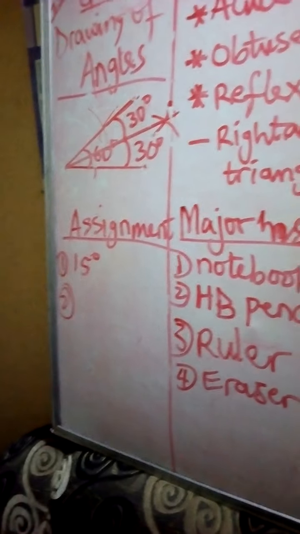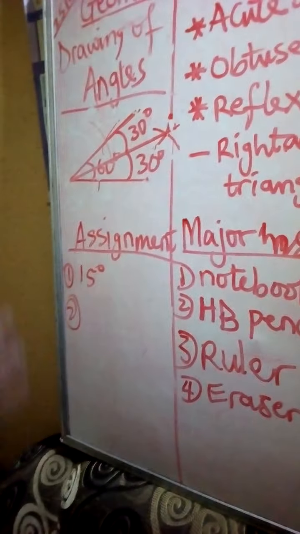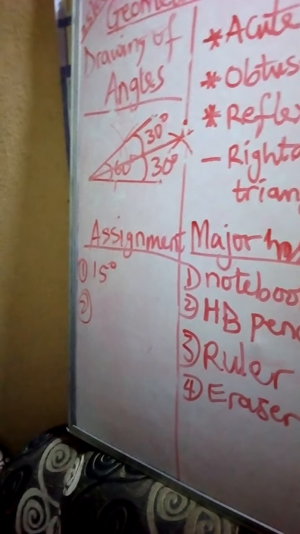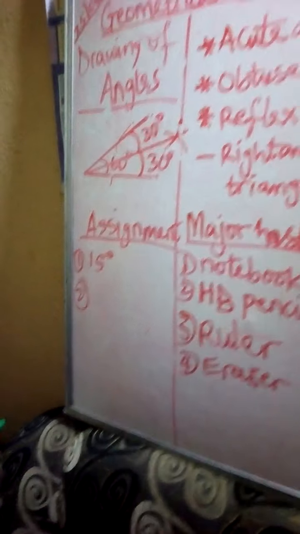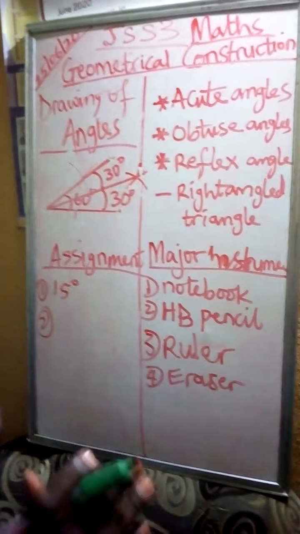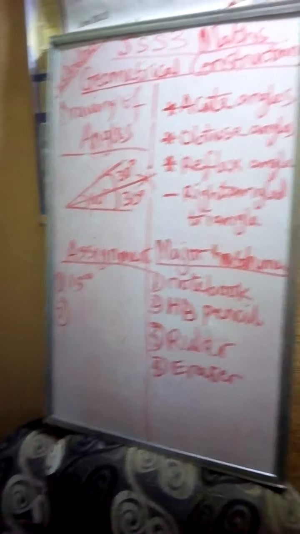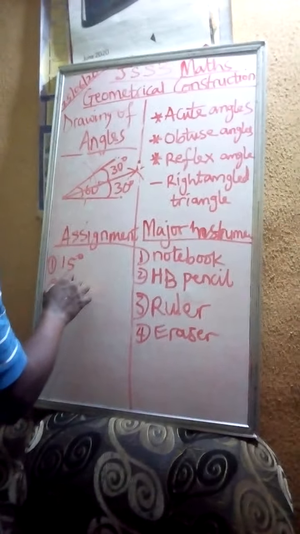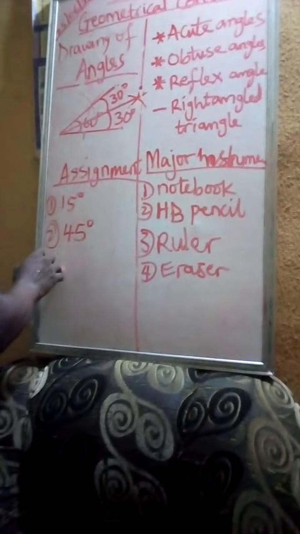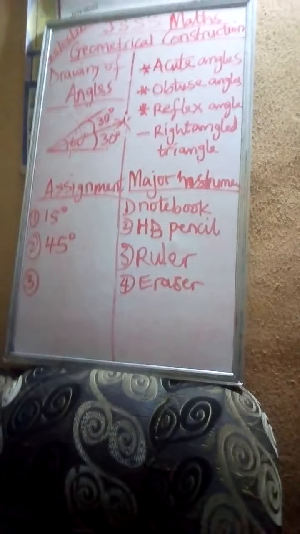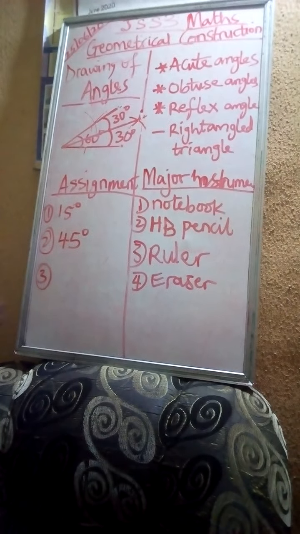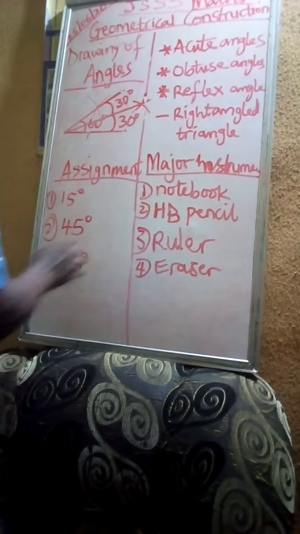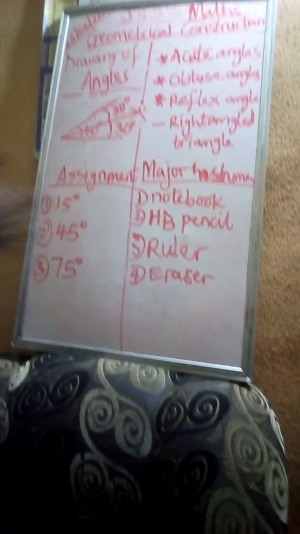And if it is possible, you can construct it, and snapshot it to my private line, so I will be able to know that you get it right and you understand. Do angle 15 degree, angle 45 degree. Let me test your intelligence. And the third one, I want you to try angle 75 degree. So from there, that's where we're going to continue the next class.